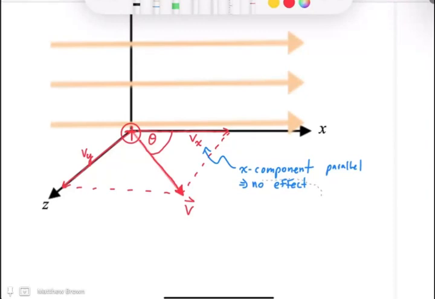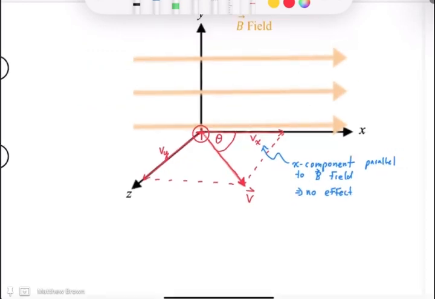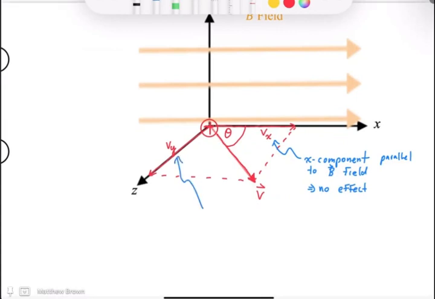I should write that in, right? It's parallel to the magnetic field. I'll even just call it B field because that's what we're using for magnetic field. So we have no effect. But the y component, Vy, is perpendicular, right? I'll just use the perpendicular sign here. So this is the component of the velocity that is perpendicular to the magnetic field, which will result in a force.